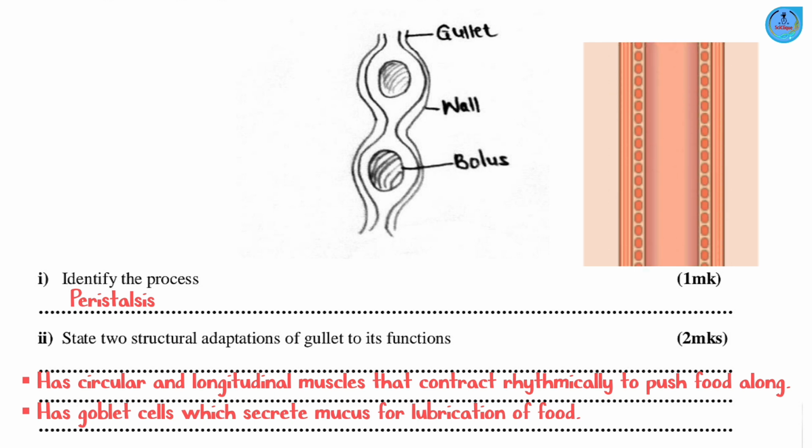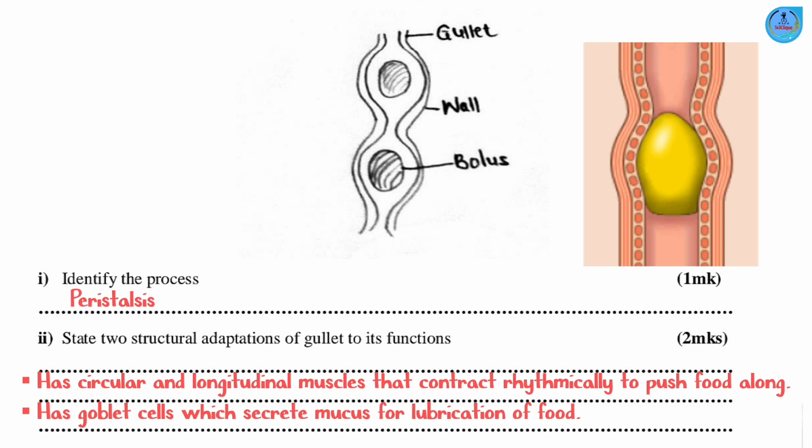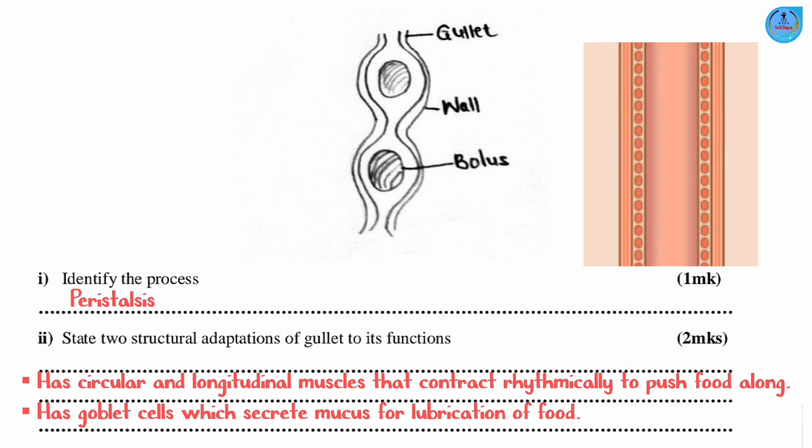Now, goblet cells are specialized cells that are found along the alimentary canal. These cells secrete mucus. Now, the mucus produced lubricates the food, which reduces friction and therefore makes the movement smooth.